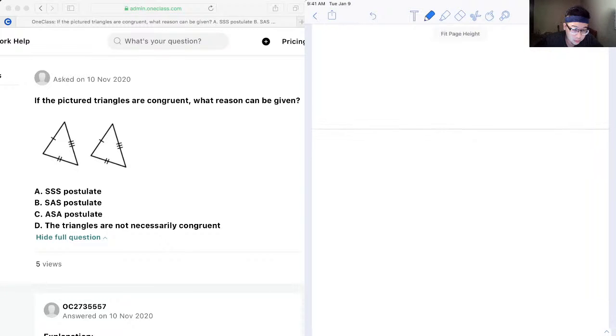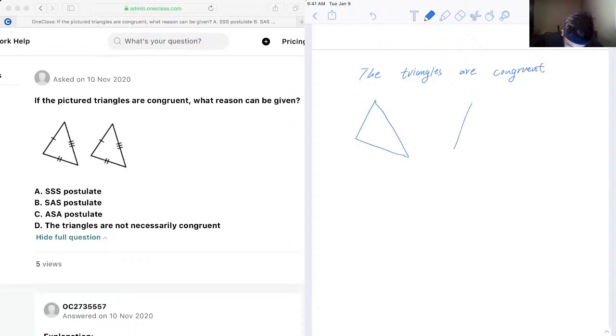So our next question is saying that the pictured triangles are congruent. What reasons can be given? Okay, so the two triangles look like this.